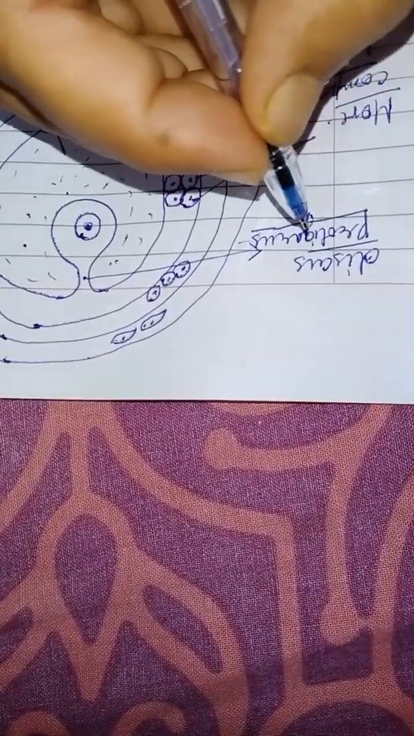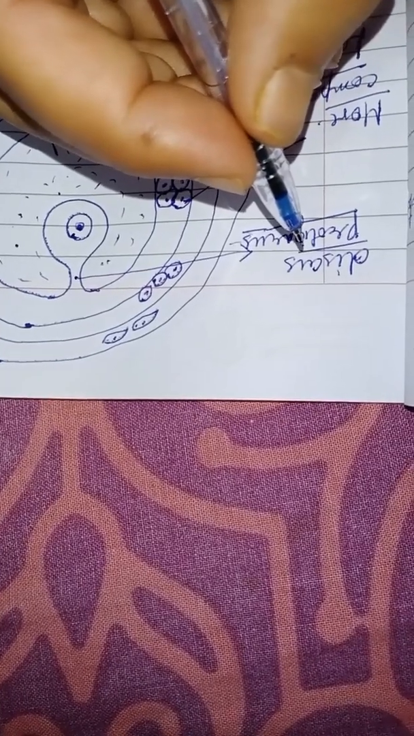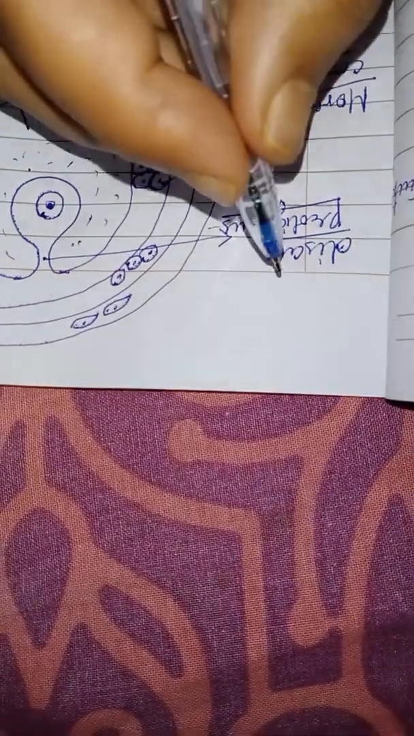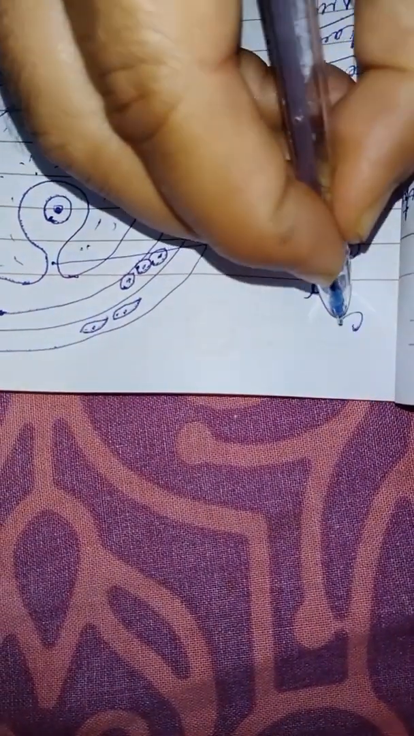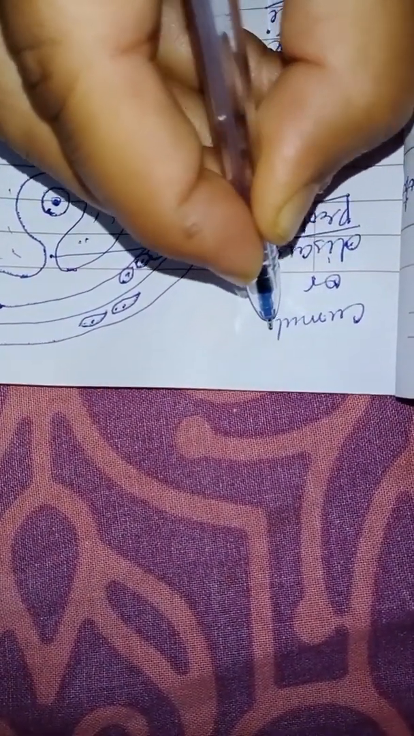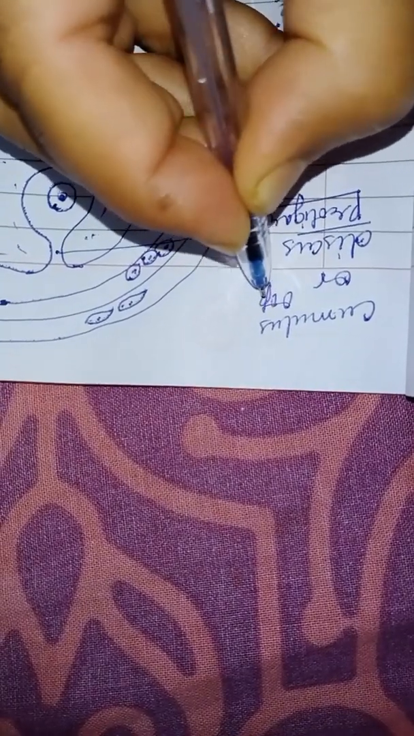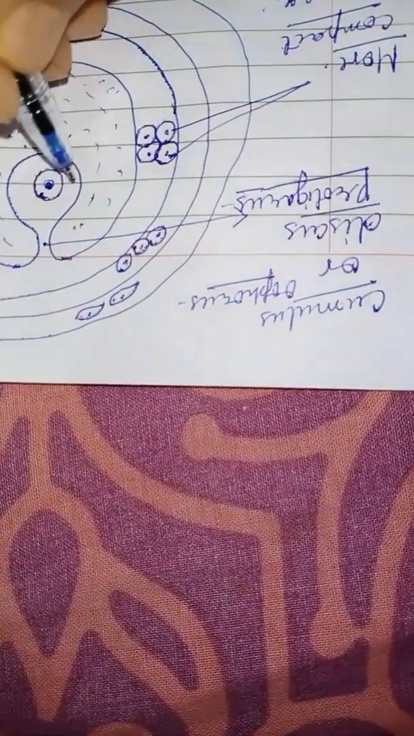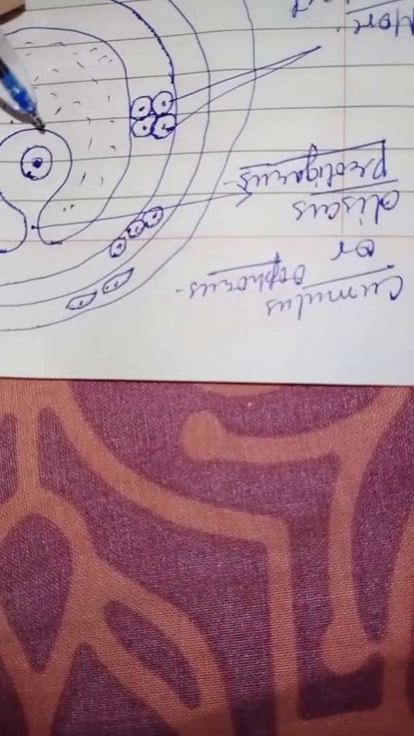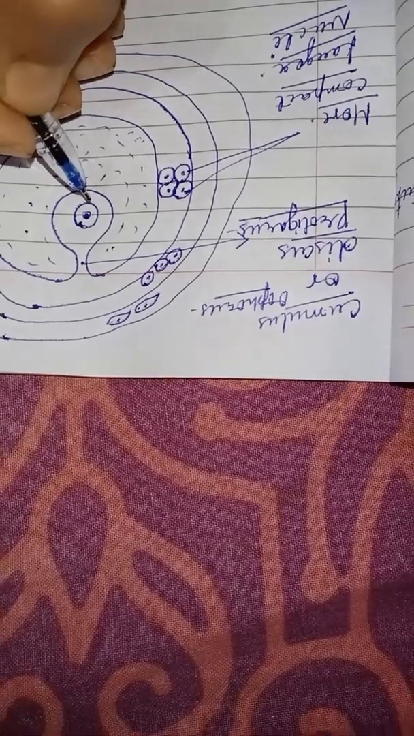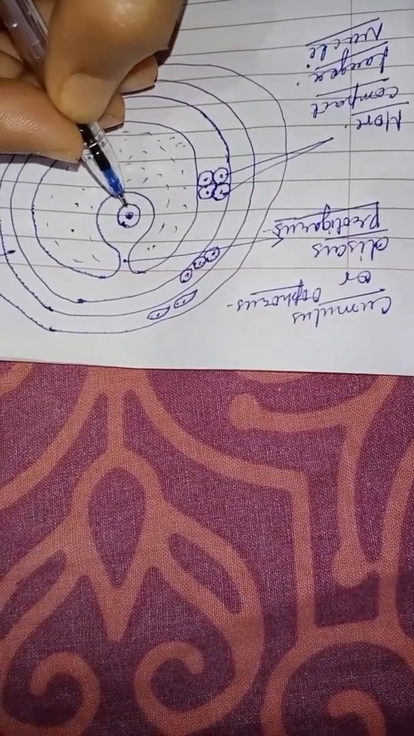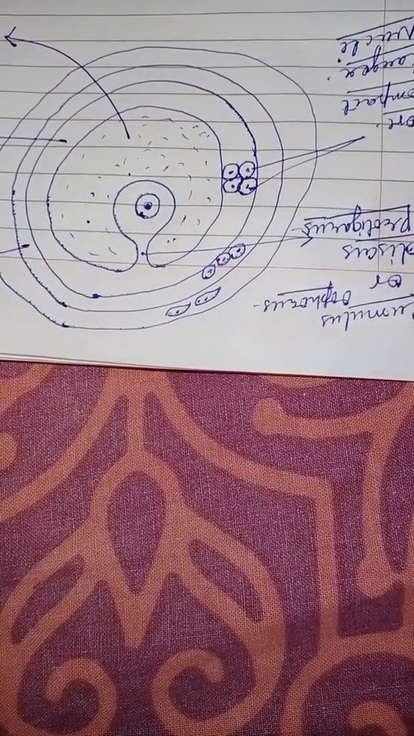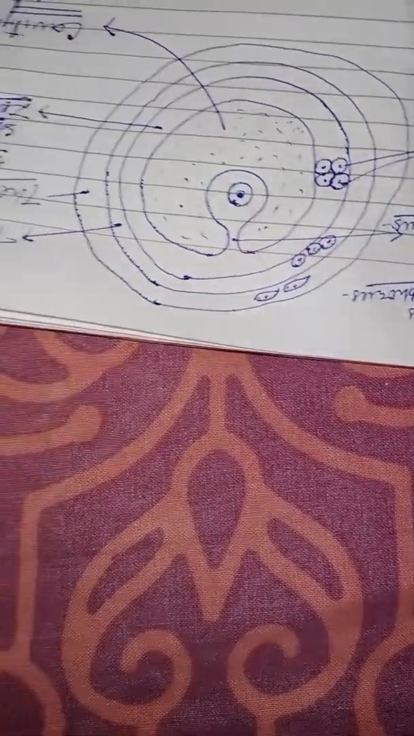This discus proligerus is also called cumulus oophorus. This is the stalk through which the developing egg, not embryo, but the developing egg, overhangs into the antrum, which remains filled with the liquor folliculi.